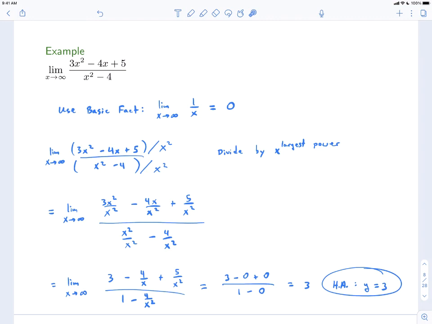I only checked the limit as x goes to infinity, but if x goes to negative infinity, you can see that the same sort of thing will happen. You still divide by x squared in the numerator and the denominator, and you end up with a 3 minus some terms that go to 0, and in the denominator you'll have 1 minus a term that goes to 0. If x is going to infinity, then 1 over x goes to 0, but the same is true as x goes to negative infinity. So we can just add that in up here. The limit as x goes to negative infinity of 1 over x is also equal to 0.